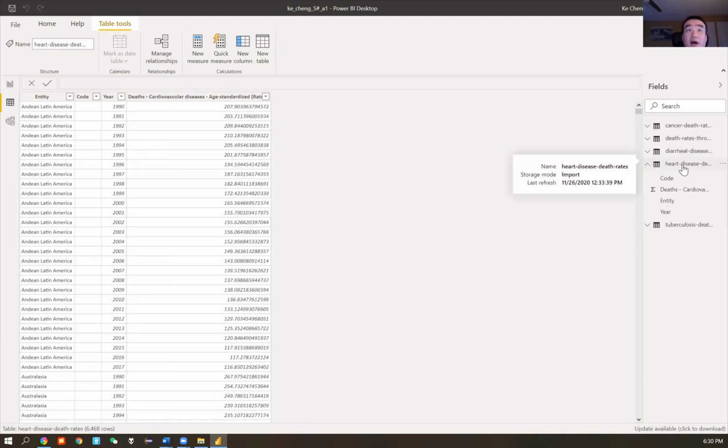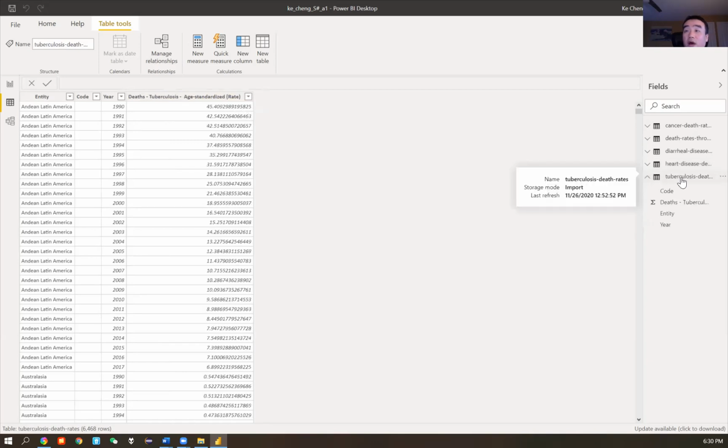The fourth one is the heart disease death rates. It's just similar to the thyroid disease one. It shows the country, the year, and the death rate. The last one is about tuberculosis. It also shows the country, the year, and the death rate.